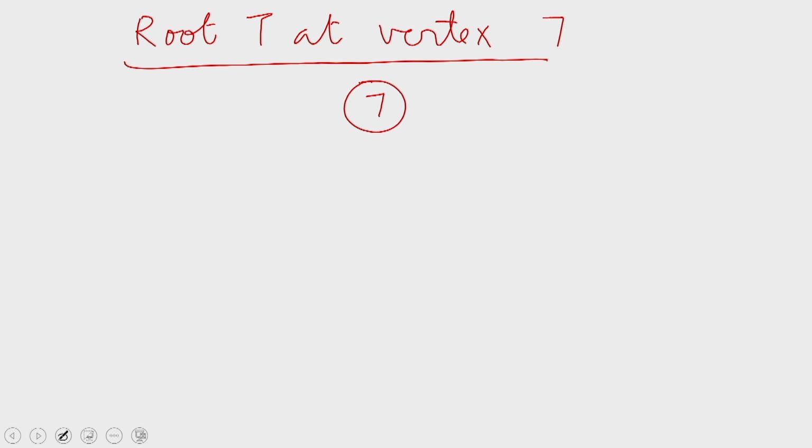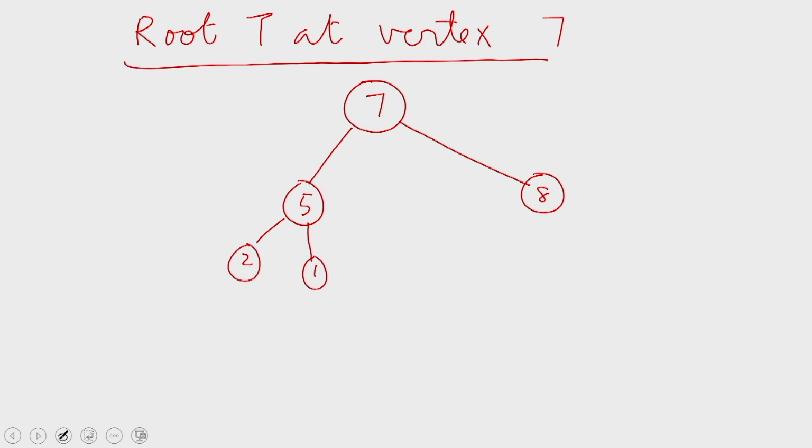So, for the same graph, we can now redraw the diagram with 7 at the top and 7's neighbors 5 and 8 one level below, and then 5's neighbors away from 7 will now be the grandchildren of 7, they will be one level further below. The neighbors of 2 farther from 5 are 3 and 4, they will now be children of 2.